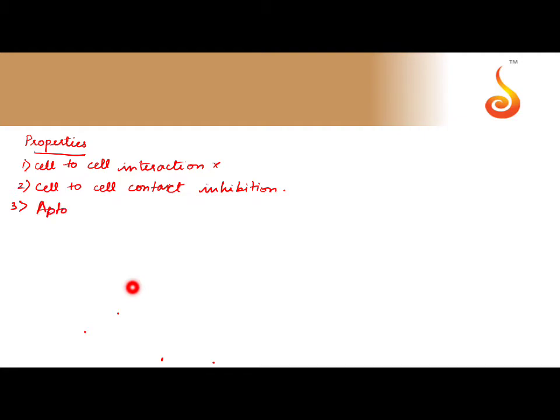First of all, there is no cell to cell interaction. The cell to cell interaction is lost in the case of cancer cells. Secondly, cell to cell inhibition, or contact inhibition, is lost. And finally, the property of apoptosis is lost. Now, what do you understand by this?